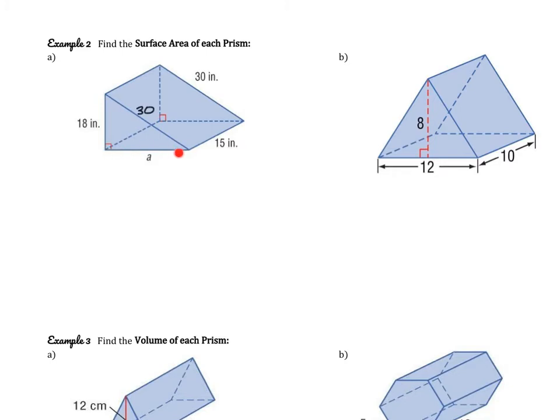And then we can find this last leg of our triangle using the Pythagorean theorem. So we can say 18 squared plus a squared equals 30 squared. So a is going to be the square root of 30 squared minus 18 squared. Notice I just subtracted 18 squared, and then I took the square root of both sides. And we find that that last side length has a length of 24 inches.